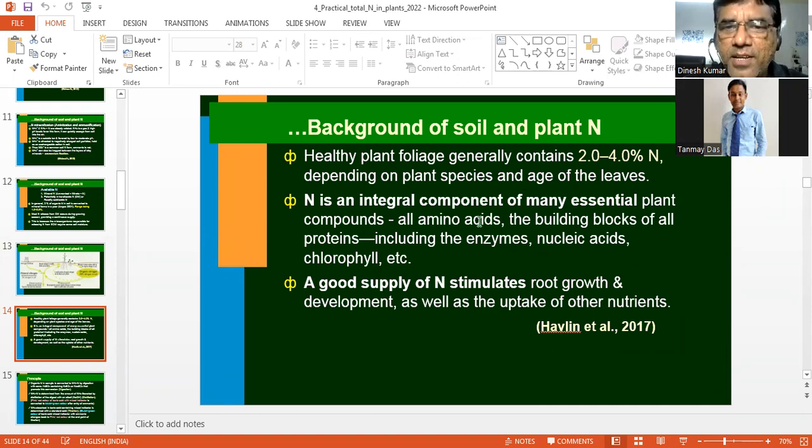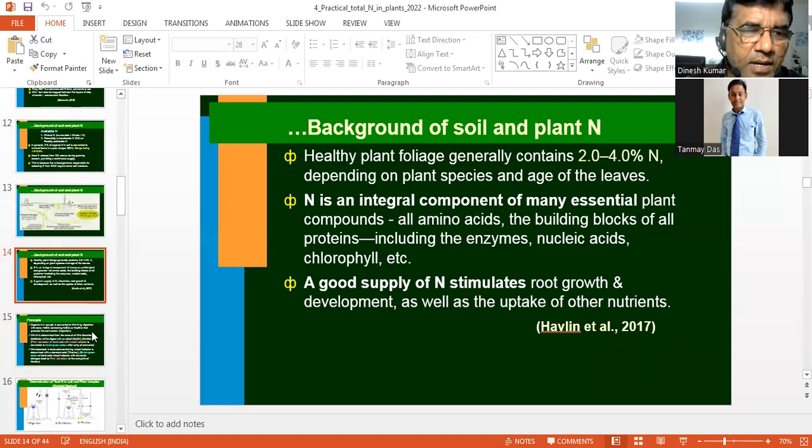So nitrogen is an integral component of many essential plant compounds. In plants, it makes up amino acids, the building blocks of all proteins, including enzymes, nucleic acids, chlorophyll, RNA, DNA. All these organic materials contain nitrogen. A good supply of nitrogen stimulates root growth and development as well as the uptake of other nutrients. So today we will learn how to estimate the total nitrogen in plant as well as in soil.